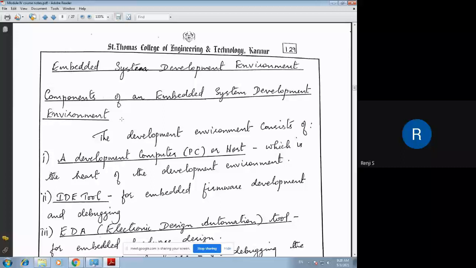So that entire support given to a programmer for developing the firmware and then for integrating this firmware into the hardware is known as the entire environment of the development and embedded system development. So what are the components that make up this development environment?